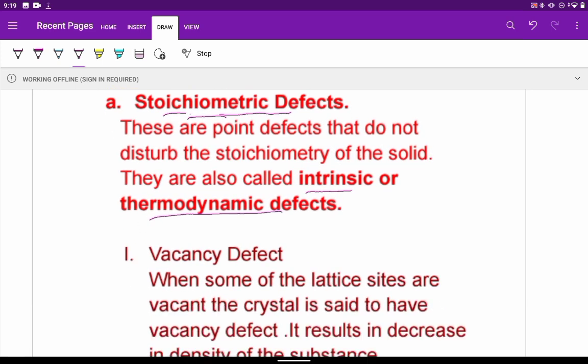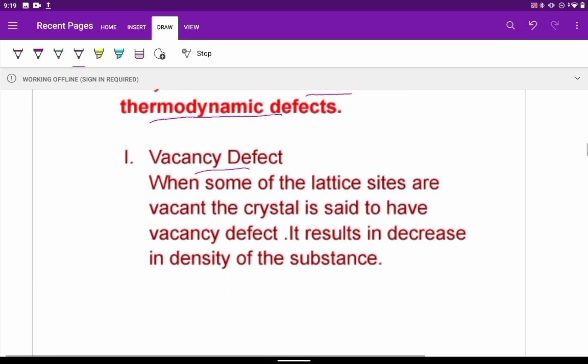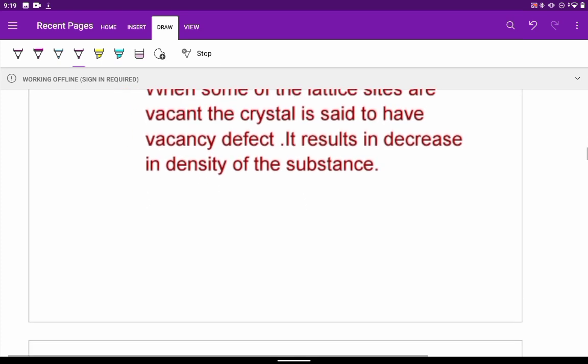In that, first is the vacancy defect. Now when some of the lattice sites are vacant, the crystal is said to have vacancy defect. There is vacancy in some of the lattice sites. Since there is some vacancy, it will result in the decrease in density of the substance.